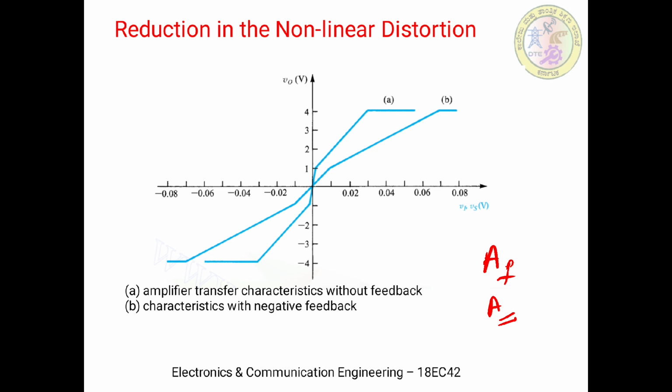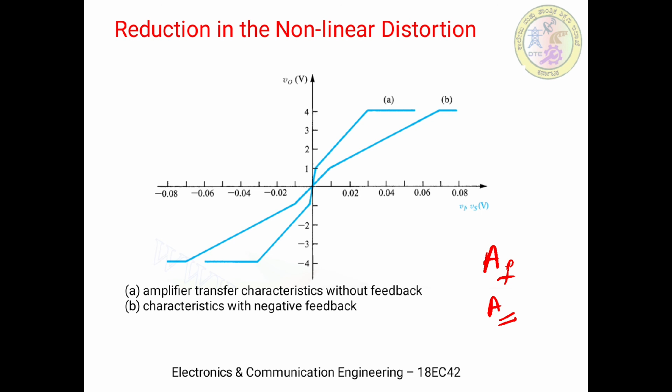So what is the result? The large changes in the open loop gain A result in very small changes in the closed loop gain AF. So how is it possible? To illustrate that, let us take a very simple example of a feedback pattern.